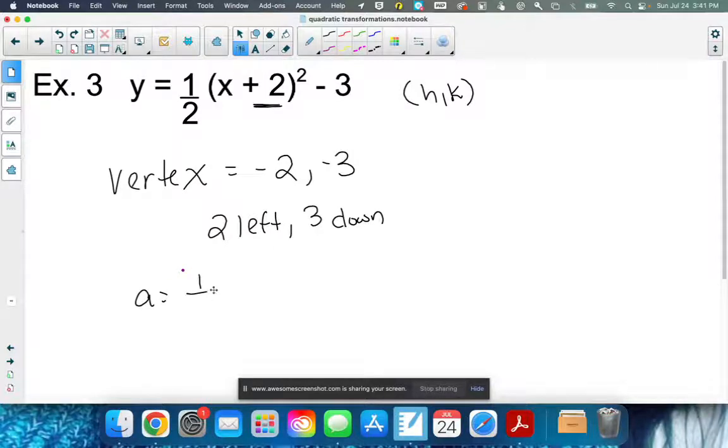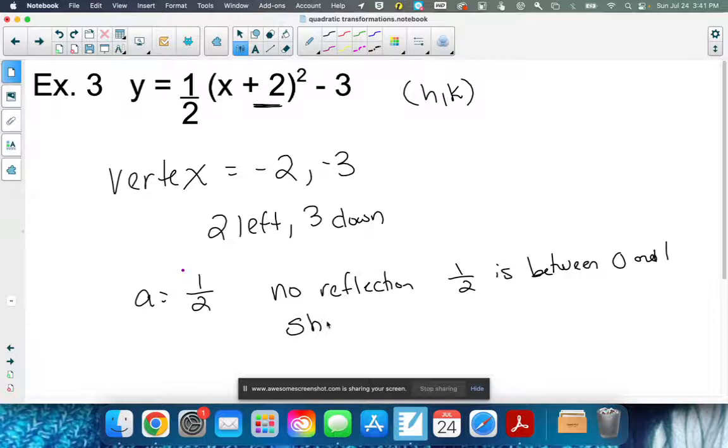And A is equal to a half. There's no reflection, it's not negative. And 1/2 is between 0 and 1. So there is a shrink, or it has been shrunk. Okay, and that's it. You're always going to compare the vertex at 0, 0 and A equaling 1 to whatever is different. All right, that's it.